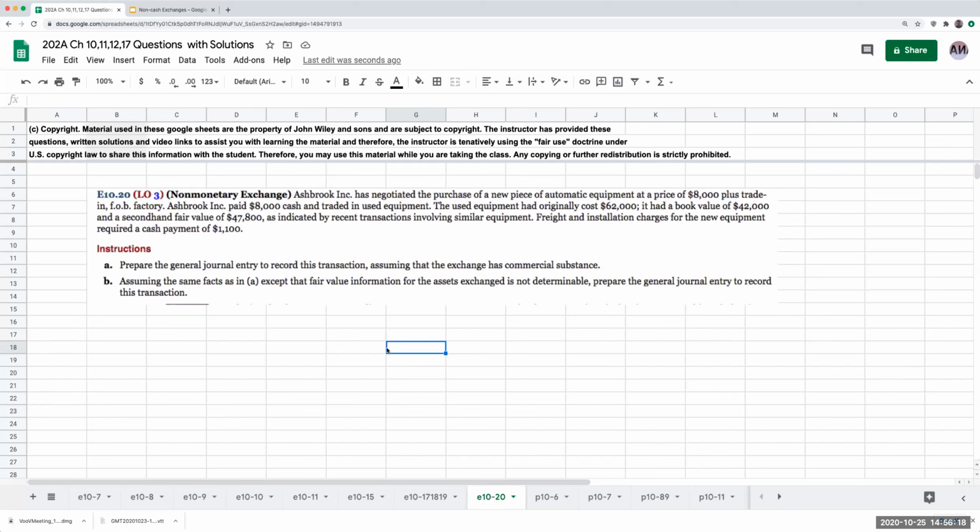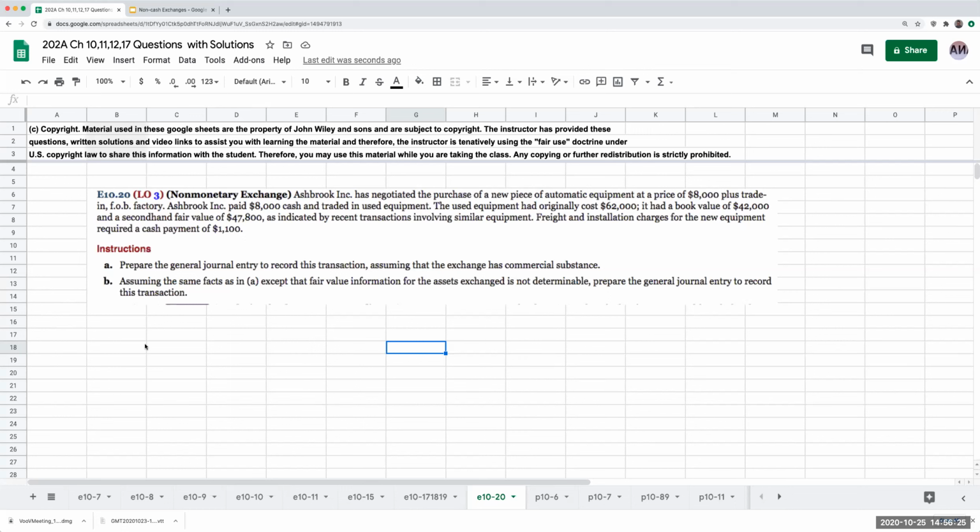The used equipment had originally cost $62,000, had a book value of $42,000, and a secondhand fair value of $47,800. As indicated by recent transactions involving similar equipment, freight and installation charges for the new equipment required a cash payment of $1,100. So prepare the journal entry to record the transaction, assuming that the exchange has commercial substance.